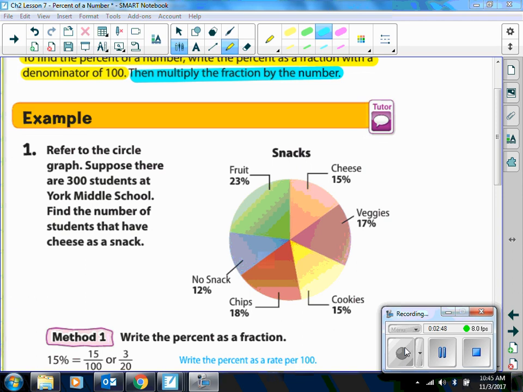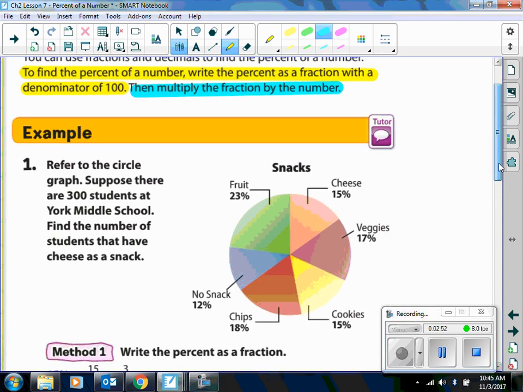Example 1 says, refer to the circle graph. Suppose that there are 300 students at York Middle School. Find the number of students that have cheese as a snack. So here, how many have cheese as a snack? 15%. So we want to ask ourselves, what is 15% of 300 students? Everybody with me on that?